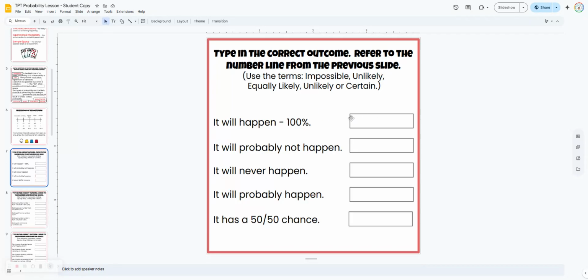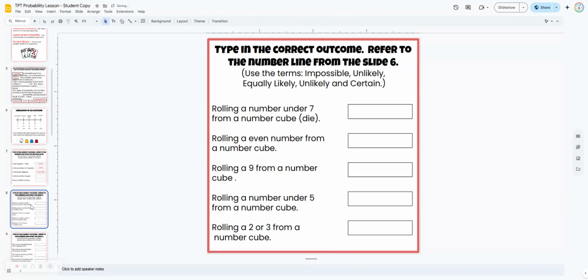So here, they're given a little scenario, and they have to type in one of the terms. So it will happen, 100% sure, that would be certain. So they're just going to type in certain. It probably won't happen, that would be unlikely. Never happen, impossible, and so on. So they're just going to type each of those in.